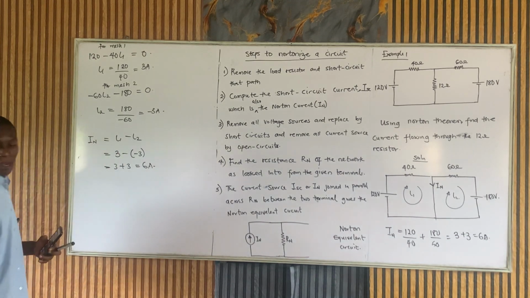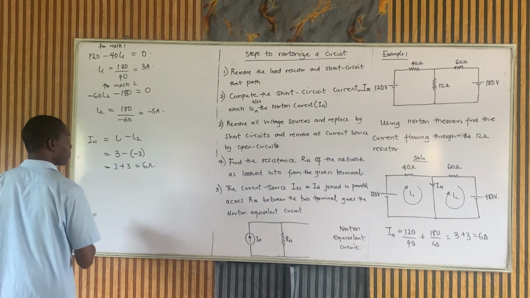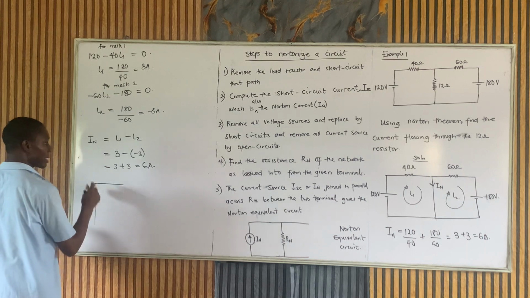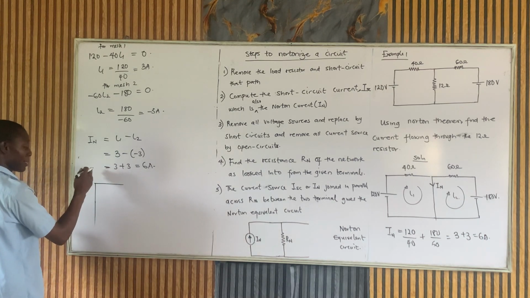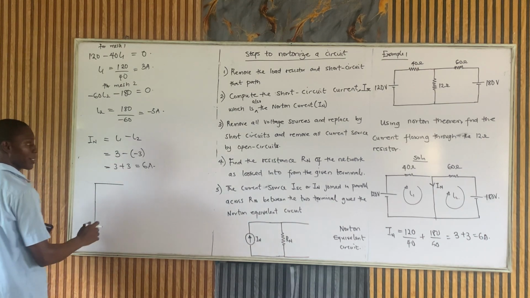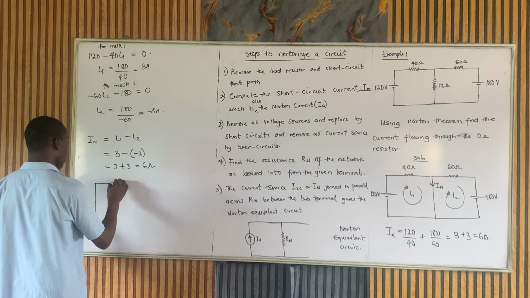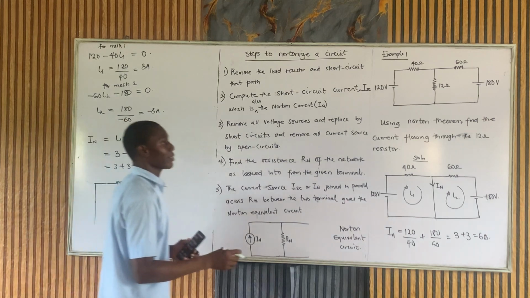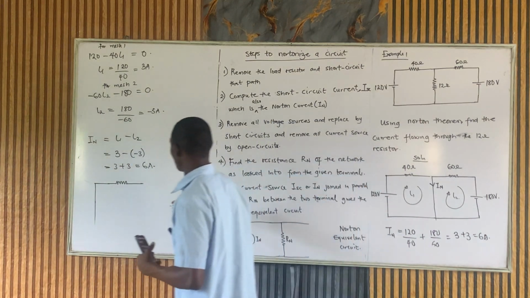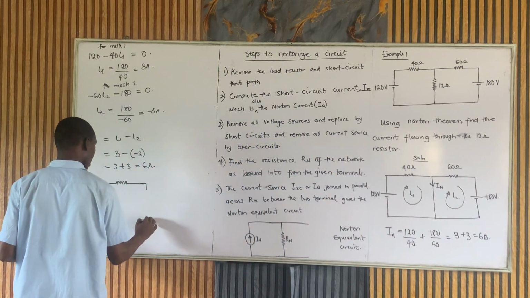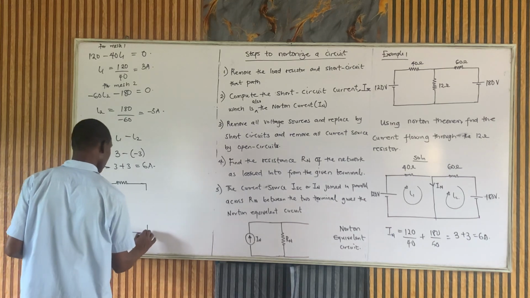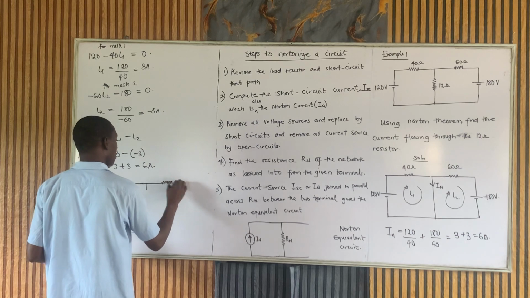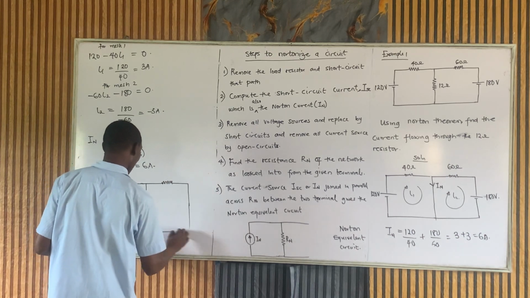The next is to get our Rn. All voltage sources will now be short-circuited. Short-circuiting means remove the source and draw a straight line there. Don't open it. And then the part where the resistor was will be open circuited. So it's open now, and with all voltage sources short-circuited, we have this now.